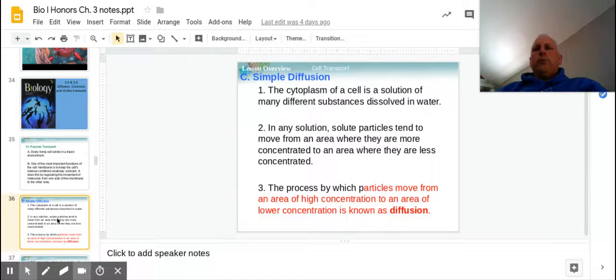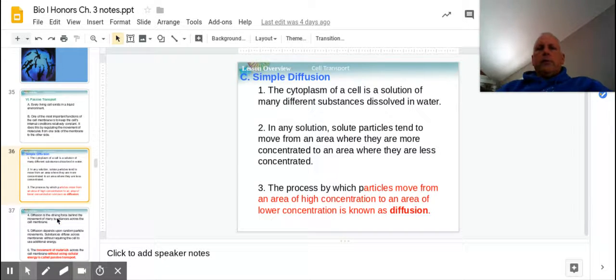Let me say that again. Things always move from high to low. So if I have a bunch of salt on the outside of a cell and not much on the inside, that salt's going to move into the cell. The cell's going to shrivel up and dehydrate, and water's going to move out. Salt comes in, water goes out, because we're going from high to low. That's what causes dehydration and causes us some problems with cells sometimes.